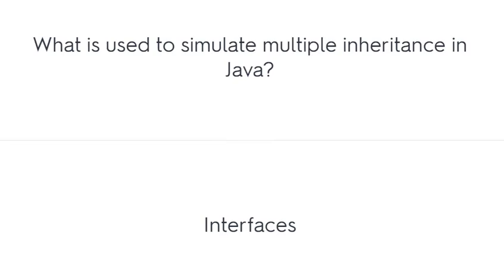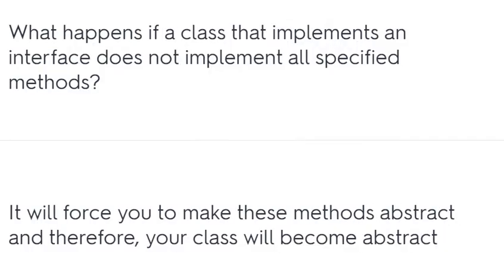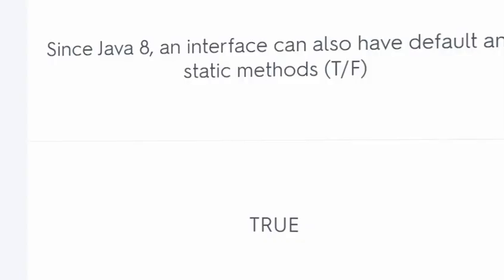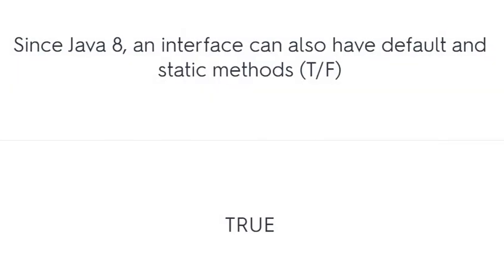What is used to simulate multiple inheritance in Java? Interfaces. What happens if the class that implements an interface does not implement all specified methods? It will force you to make these methods abstract, and therefore your class will become abstract. Since Java 8, an interface can also have default and static methods. True.